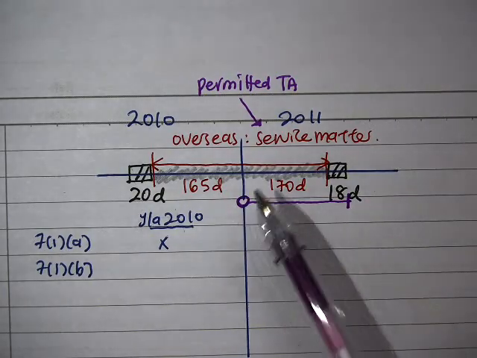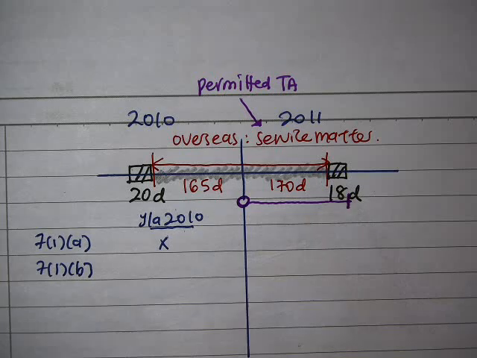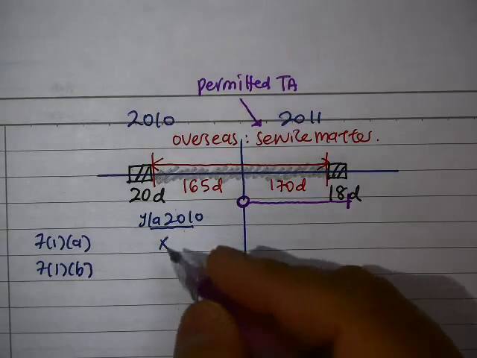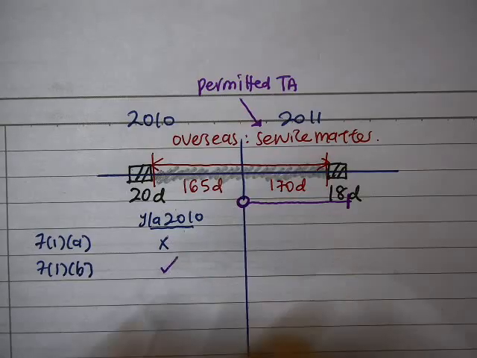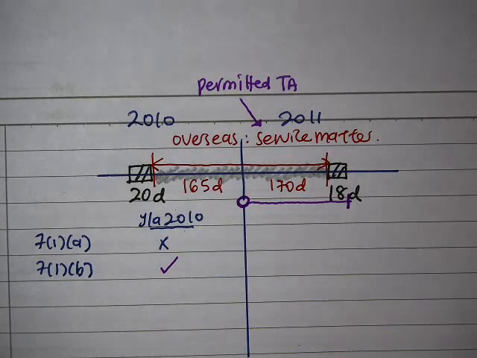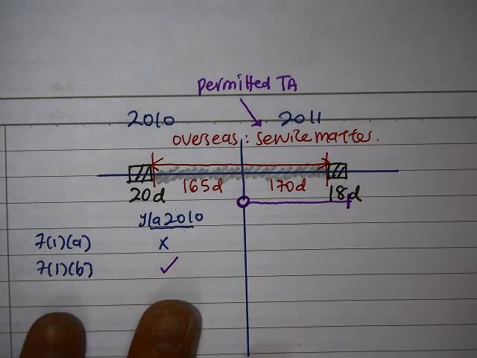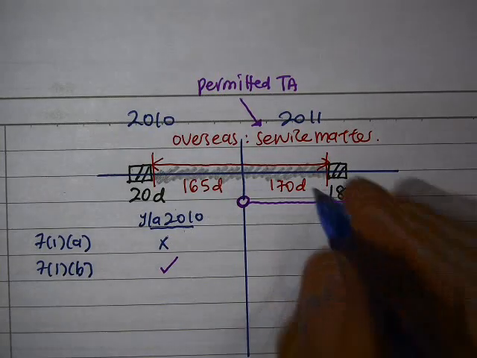Now friend, how many days do you see here? So 170 plus 18 is 188. Now you only need 182 consecutive days, right? So in that case, you become a resident by virtue of 1B. Right, so this is for 2010. Now we're going to explore 2011.